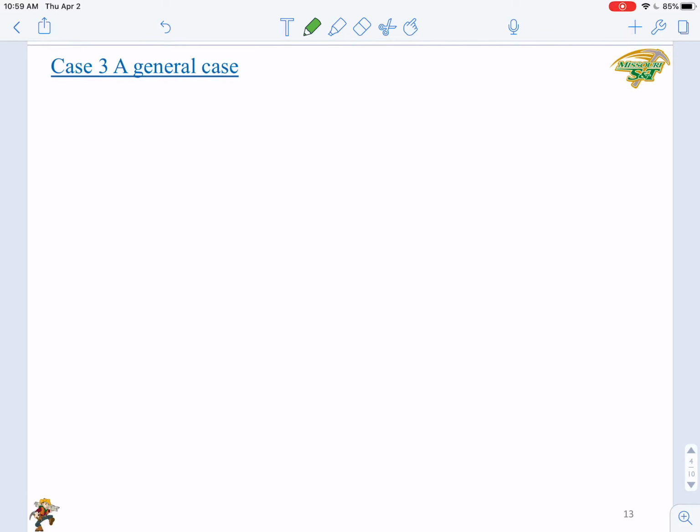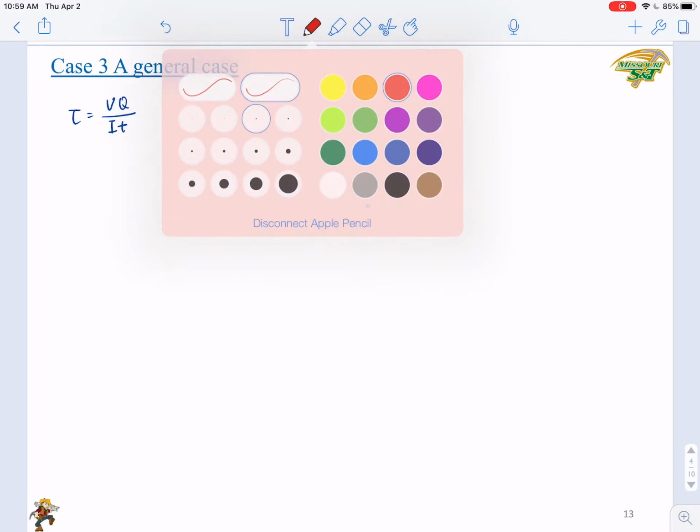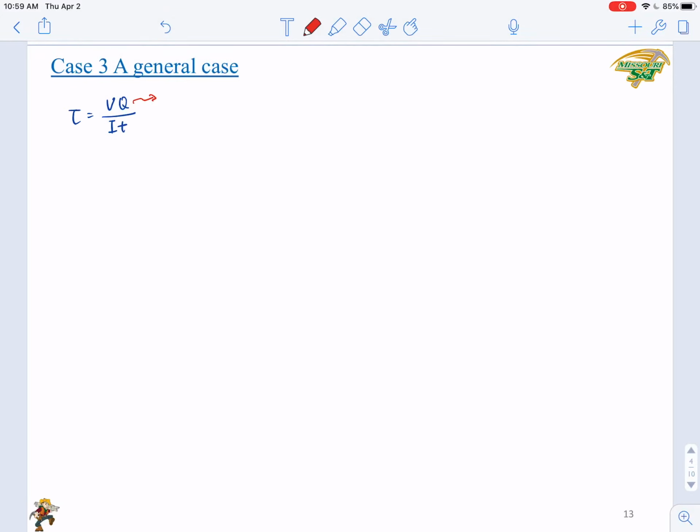So based on this analysis, we can examine the values of the tau. Since we mentioned that the tau, we just derived the tau equals VQ over IT, and in here the Q is the only variable, right? This the Q equals A by D, right?